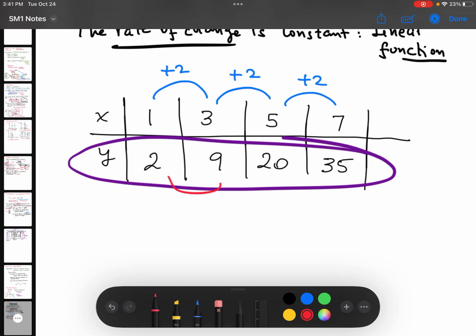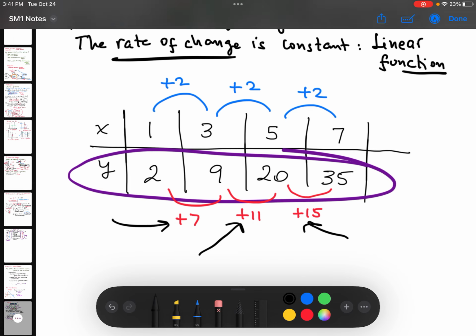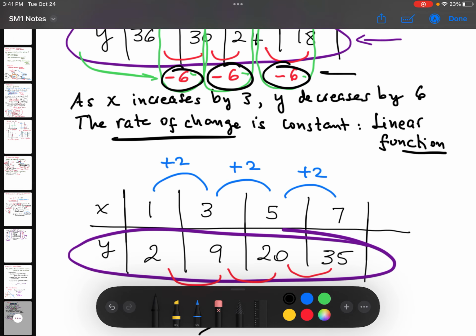From 2 to 9, you go plus 7. From 9 to 20, you increase 11. And from 20 to 35, you go 15. Focus on these numbers. Can you see they're all different? Let's get back to our previous exercise. Can you see that we had negative 6 every single time? That is what makes the difference.